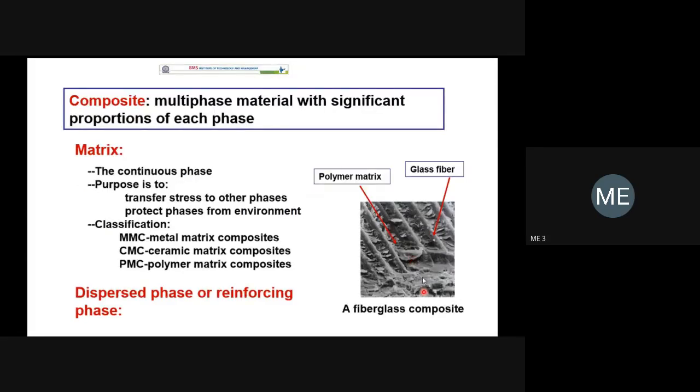Now imagine we have fiberglass, glass fiber. You have studied polymer materials. If you put fiberglass in the polymer material, then it comes under fiberglass composite material, which is a polymer matrix composite. Now we can see these are the glass fibers. We can see long fibers.